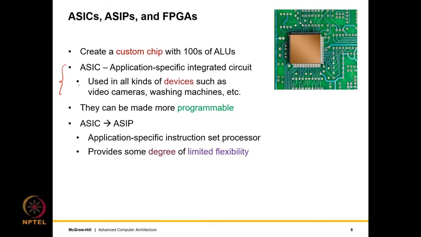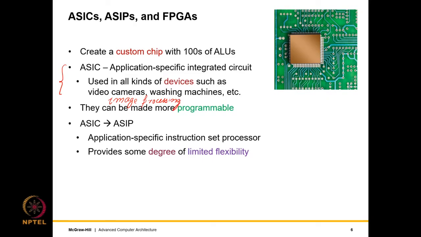But needless to say, there has to be a market for it, because without a market, we cannot really design a chip. ASICs are used in all kinds of devices, but it doesn't mean that the same ASIC is used in all kinds of devices. Different ASICs are used. For example, for a video camera, they would have to do image processing at a very fast rate, so we can have an image processing ASIC with it. For washing machines, we'll require a different kind of chip, so we will fabricate a different ASIC.